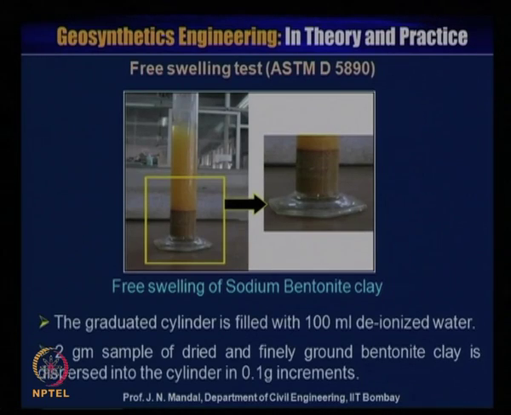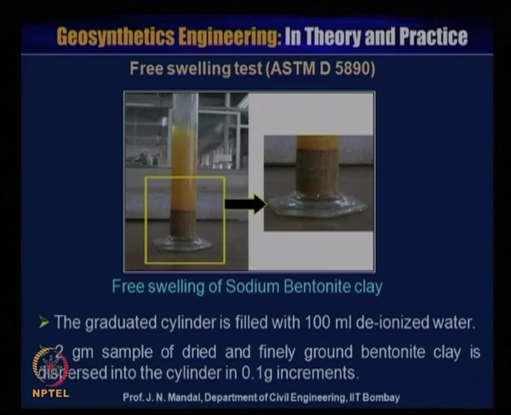So another test for this bentonite is the free swelling test, ASTM D5890. These tests are very important when you design for a landfill or a canal or a dam, wherever you use these geosynthetic clay liners as a liner or as a barrier. So this is free swelling of sodium bentonite clay.